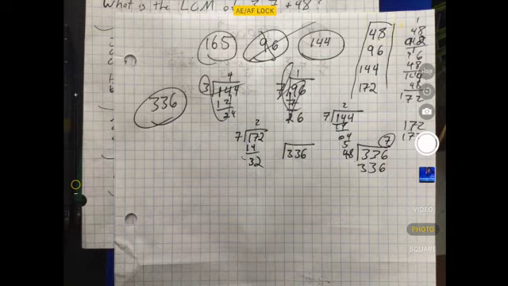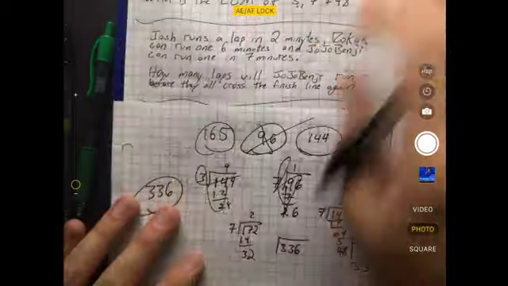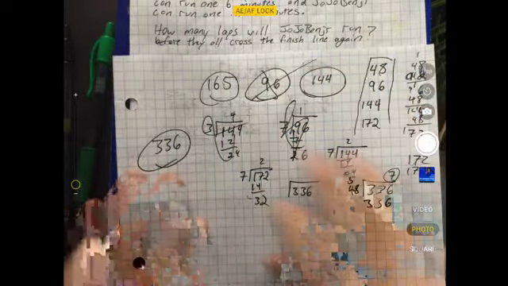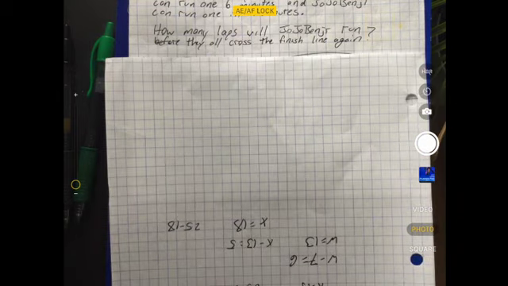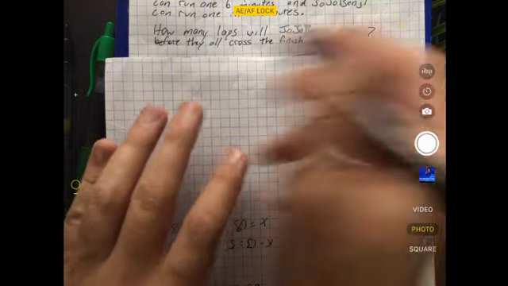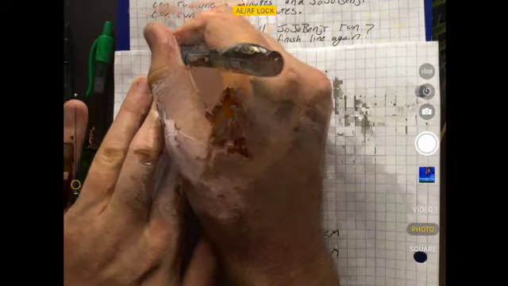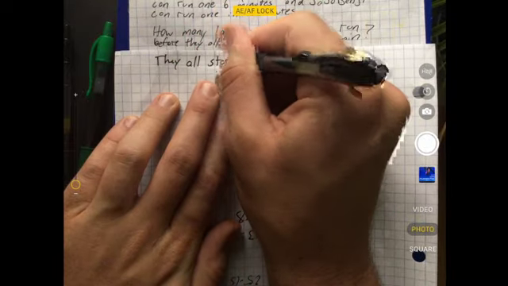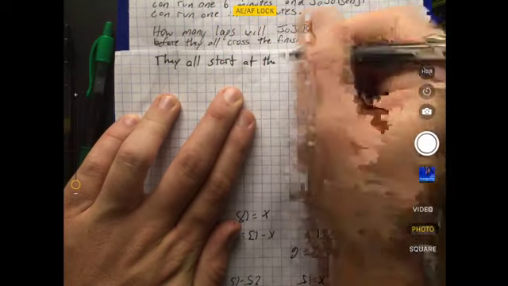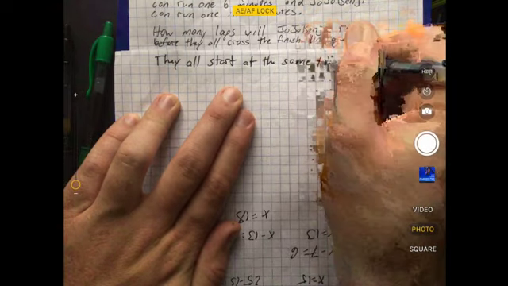Oh, this is a really good one. It's like a rate problem, but also kind of an interesting one. So Josh runs a lap in 2 minutes. Rokaki can run one in 6 minutes, and Jojo Benger can run one in 7 minutes. How many laps will Jojo Benger run before they all cross the finish line again? And let's just say they all start at the same time. Let me add some more information. They all start at the same time, and they all cross the finish line at the same time again. Okay, cool. So here's the question.